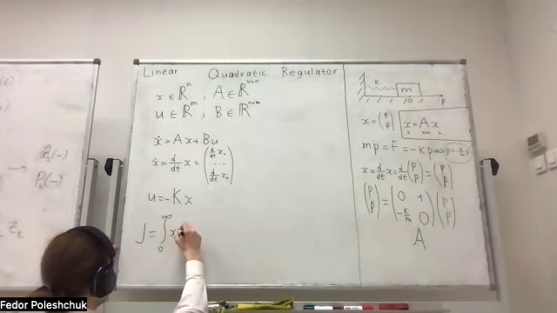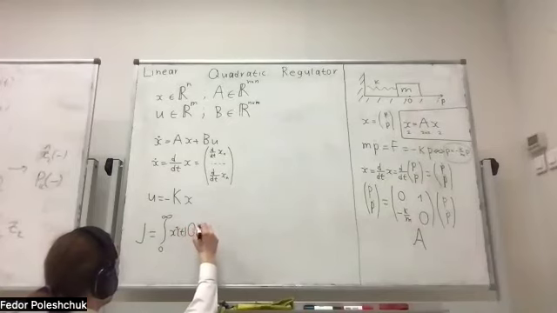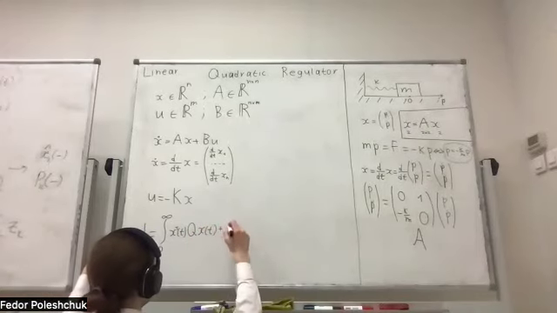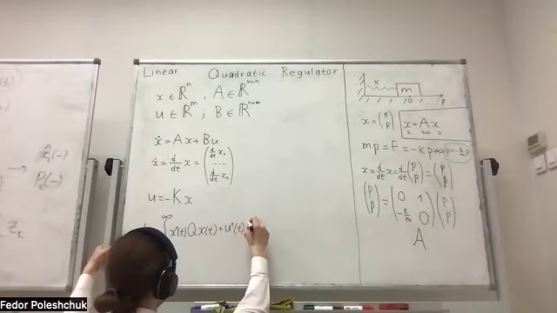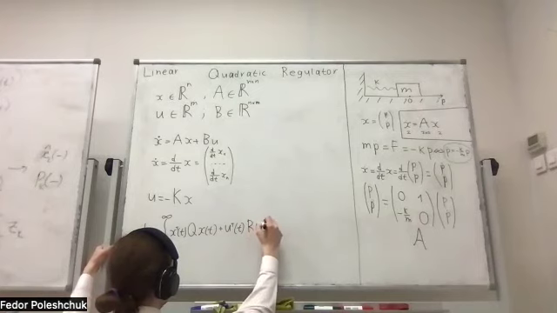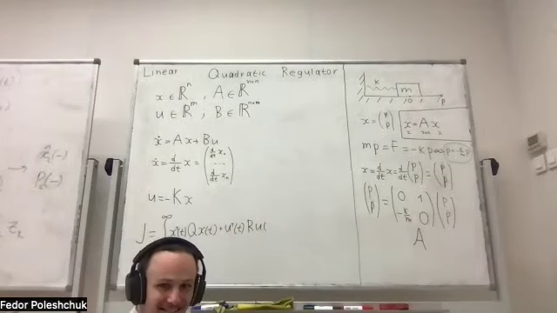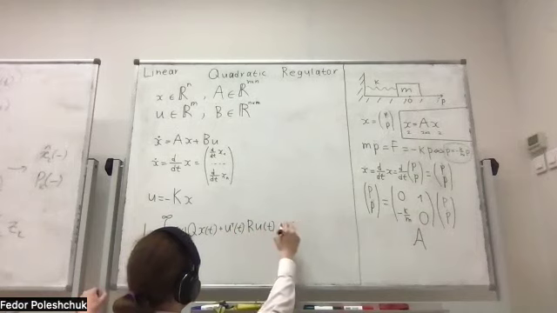X of t transpose times some matrix Q, X of t, plus U transpose of t R U of t. Ah, there's a cat here again. It's walking around. The integral by dt.